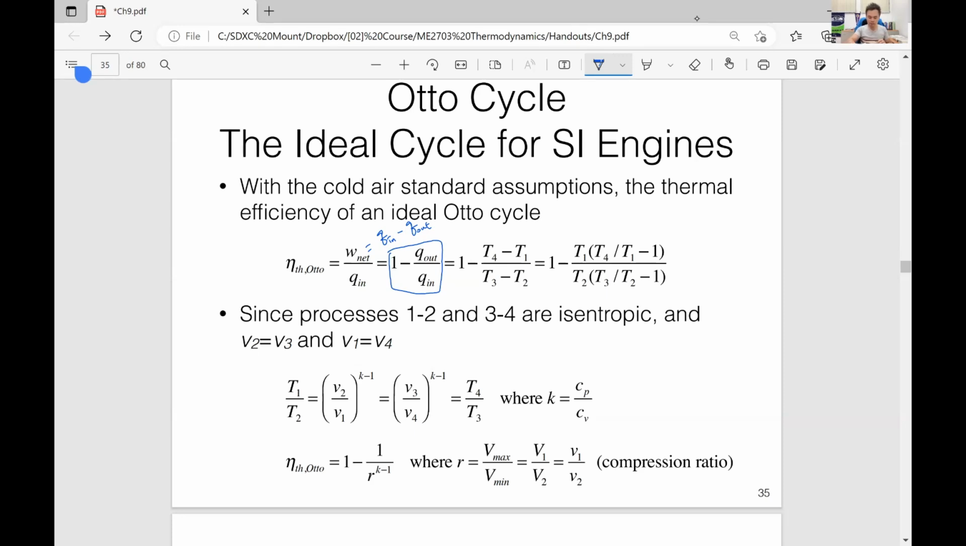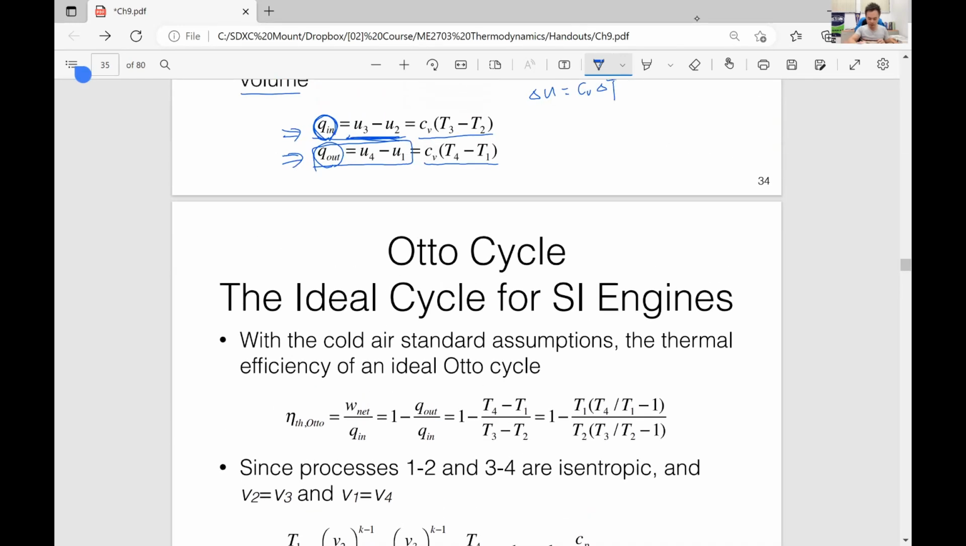Then we know, as we just learned, that Q in is Cv (T3 minus T2), and Q out is Cv (T4 minus T1).